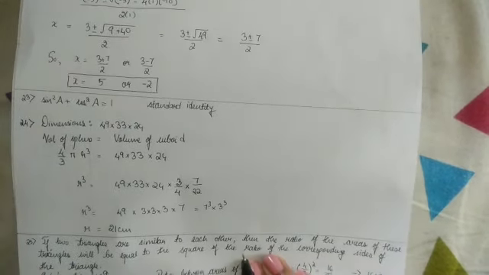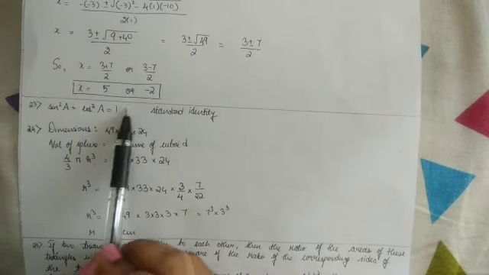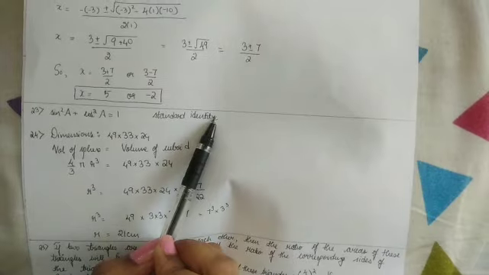Moving on to the 23rd question. Sin square A plus cos square A equal to 1. Yes, it's a standard identity, so it's a direct question again.